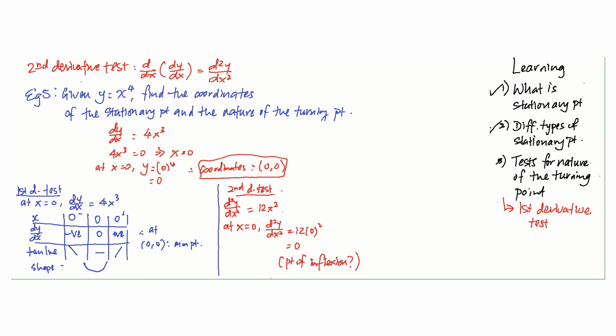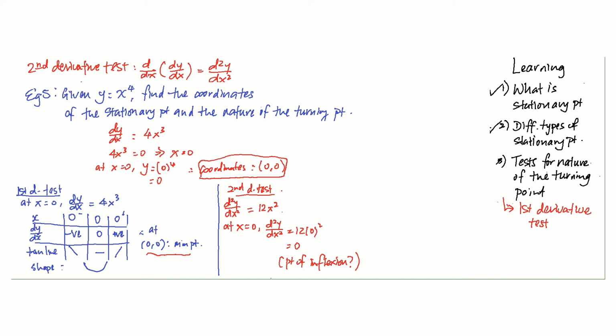First half of the class, who tried the first derivative test method, hope you find this familiar. Construct the table, 0, plus, 0, minus, sub into dy dx. This is what you should get, and you notice that you actually get a minimum point by the first derivative test method.